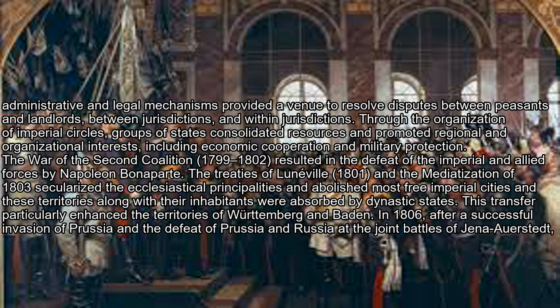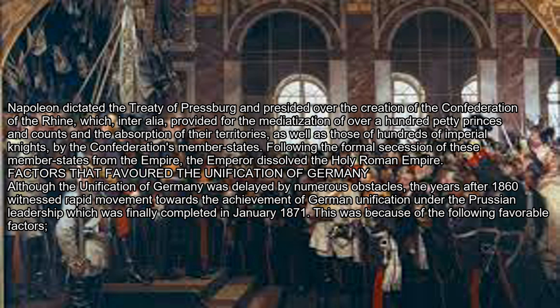In 1806, after a successful invasion of Prussia and the defeat of Prussia and Russia at the joint battles of Jena-Auerstedt, Napoleon dictated the Treaty of Pressburg and presided over the creation of the Confederation of the Rhine, which, inter alia, provided for the mediatization of over 100 petty princes and counts and the absorption of their territories, as well as those of hundreds of imperial knights, by the Confederation's member states. Following the formal secession of these member states from the empire, the emperor dissolved the Holy Roman Empire.